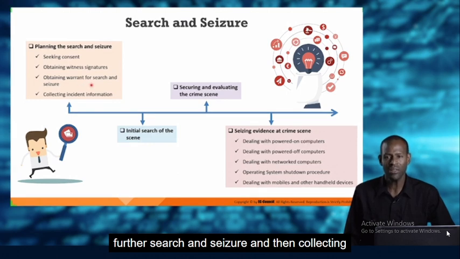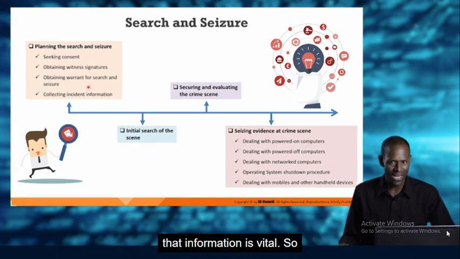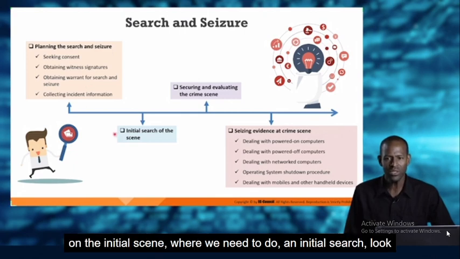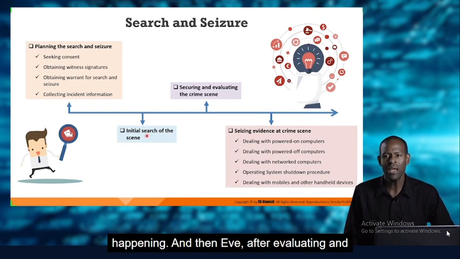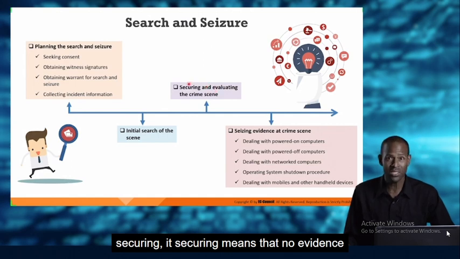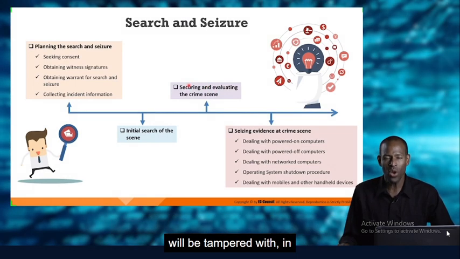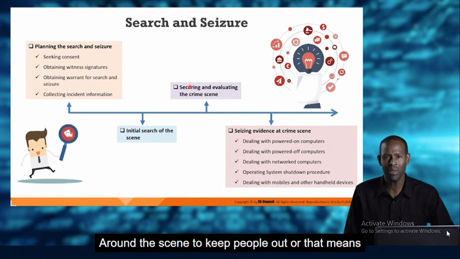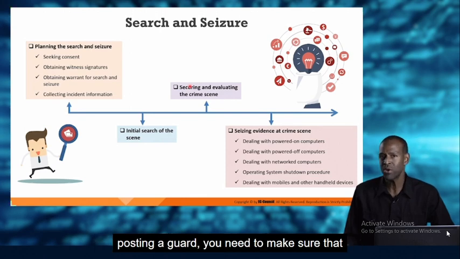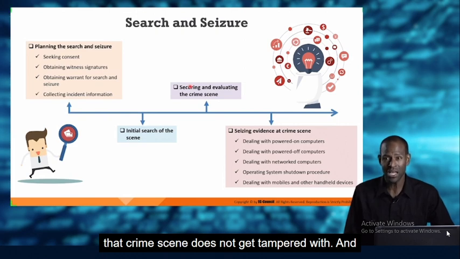And then collecting that information is vital. So on the initial scene, we're going to need to do an initial search. Look around the initial scene, see what is happening, and then after evaluating and securing it, securing means that no evidence will be tampered with in the process of the investigation. Whether that means putting crime tape around the scene to keep people out, or posting a guard, you need to make sure that the crime scene does not get tampered with.